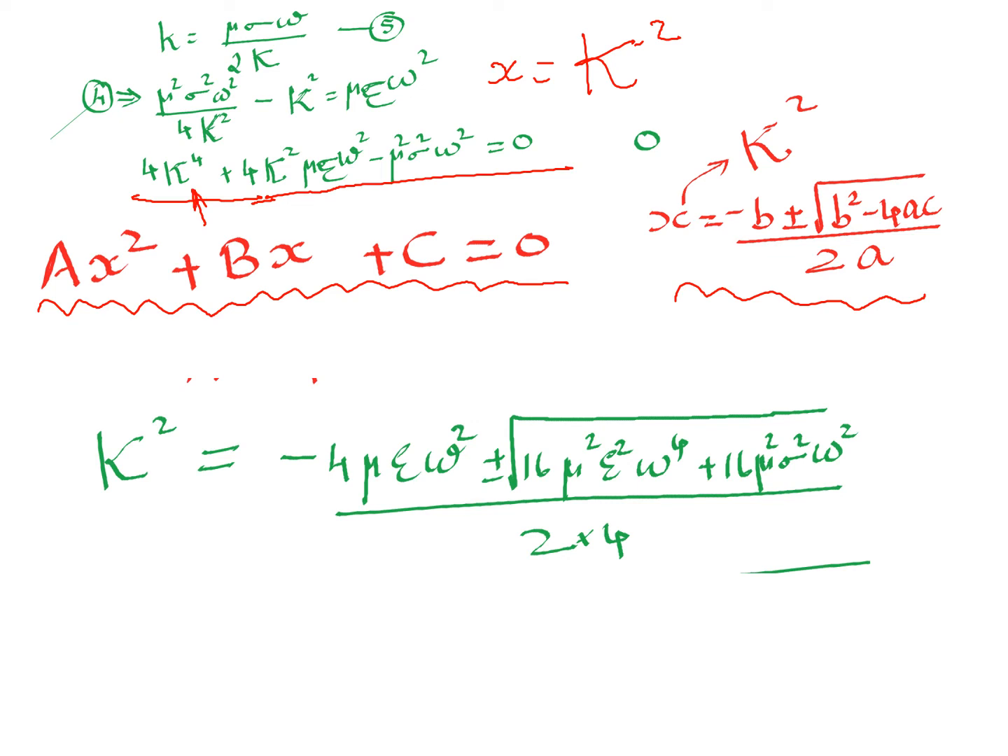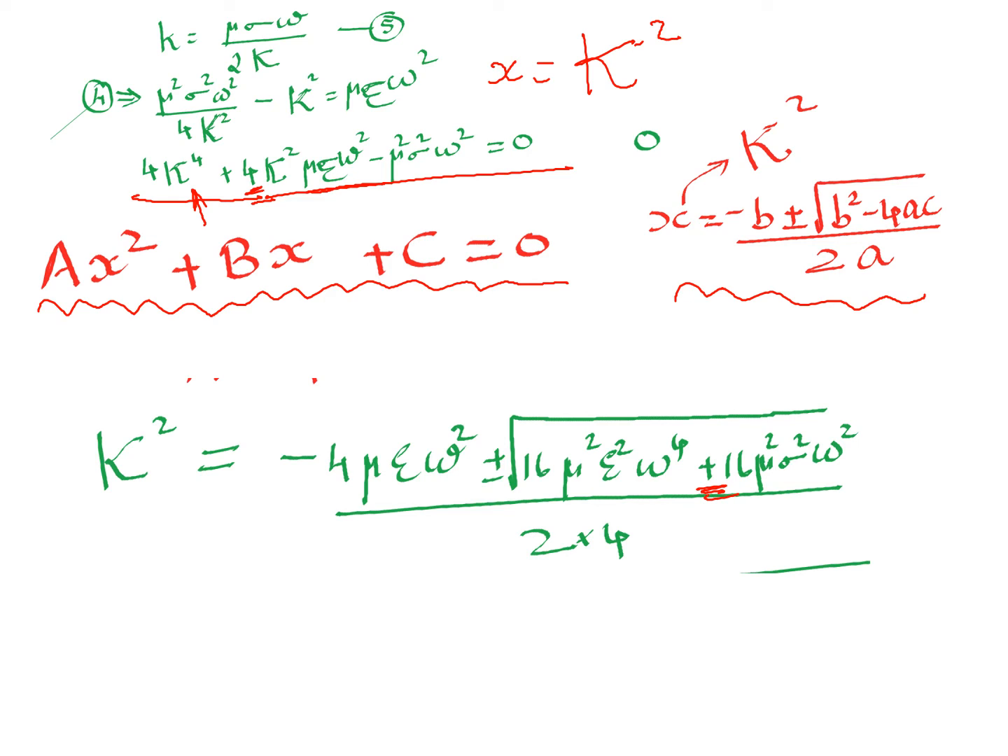Okay, so kappa square equal to minus b, what is actually b? It is 4 mu epsilon omega square. So minus 4 mu epsilon omega square plus or minus root of b square, so 16 mu square epsilon square omega to the power 4, minus 4ac. So minus, and there is already a minus in the c term, that is why it became positive here.